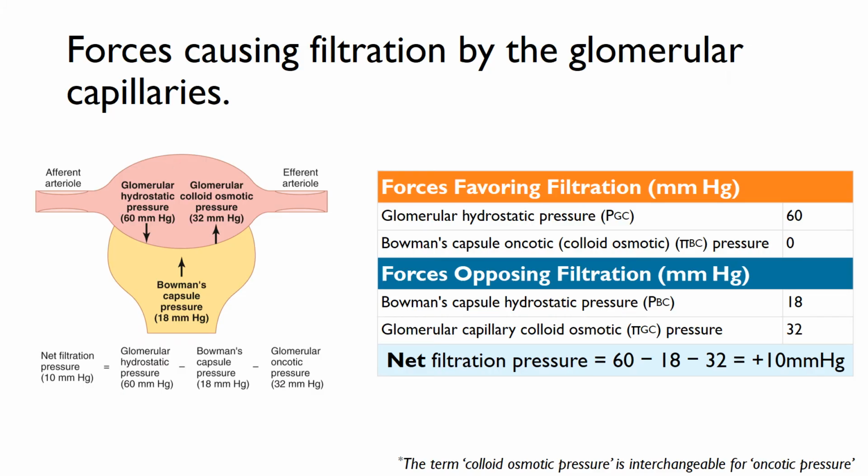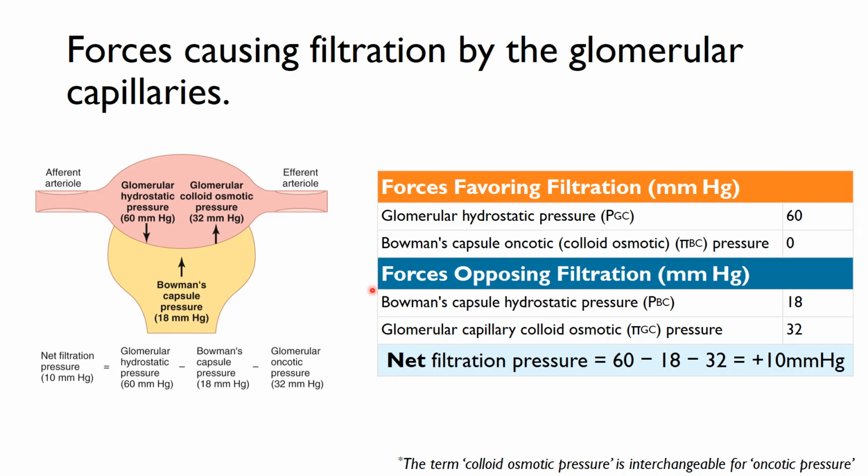Now here, we're going to begin to put some numbers to these values. Forces that favor filtration are the glomerular hydrostatic pressure, or the hydrostatic pressure in the glomerular capillary, and the oncotic pressure within Bowman's capsule. And as I mentioned immediately before this slide, that should be essentially zero. Now there are forces that oppose filtration. That would be the hydrostatic pressure within Bowman's capsule and the oncotic pressure within the glomerular capillary.